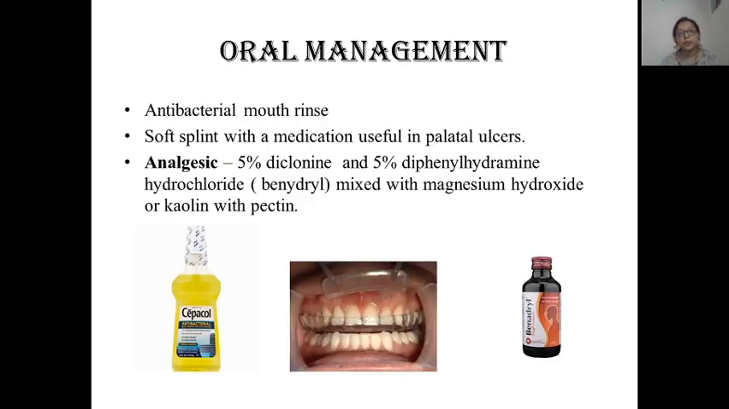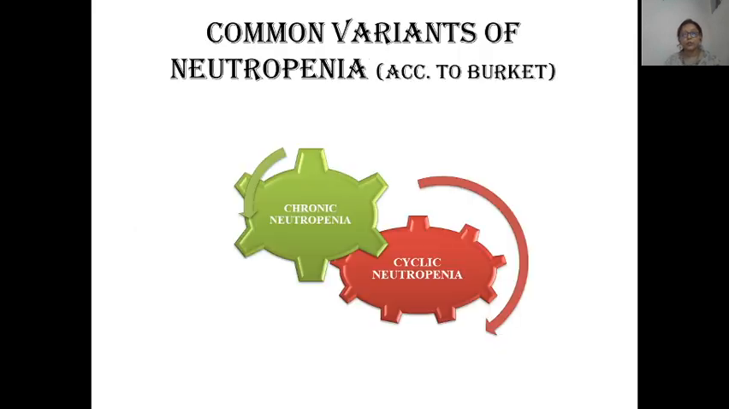Oral management: we can give any antibacterial mouth rinse, Cepacol or Listerine. A soft splint can be given with a medication, which is useful in palatal ulcers and completely covers the maxillary arch. Also, we can give analgesics, 5% dyclonine with 5% diphenhydramine hydrochloride, mixed with magnesium hydroxide, kaolin, and pectin. This is the oral management we can do with the patients.